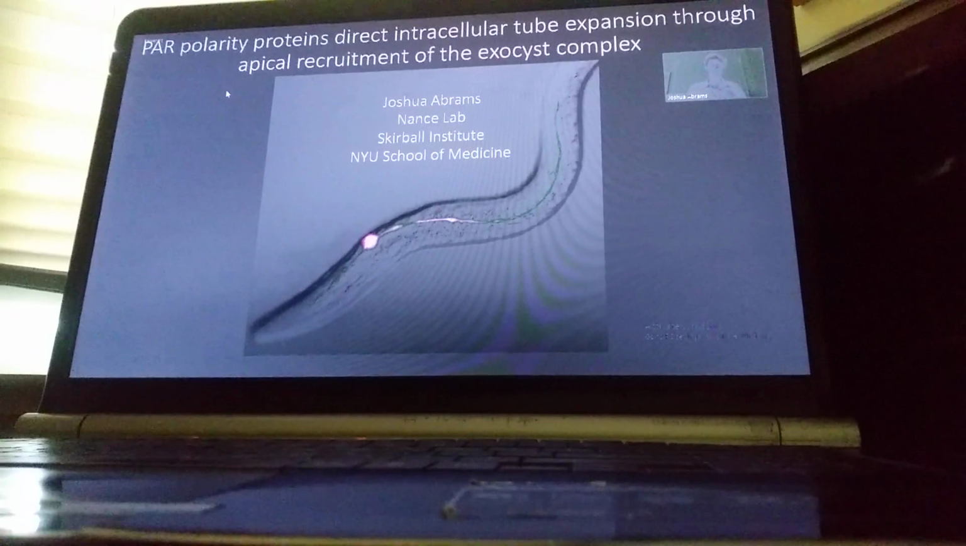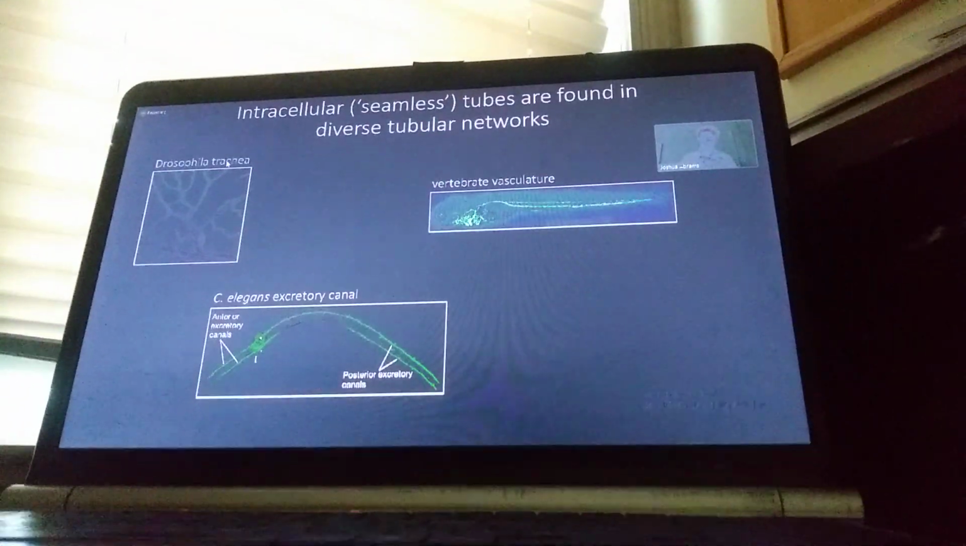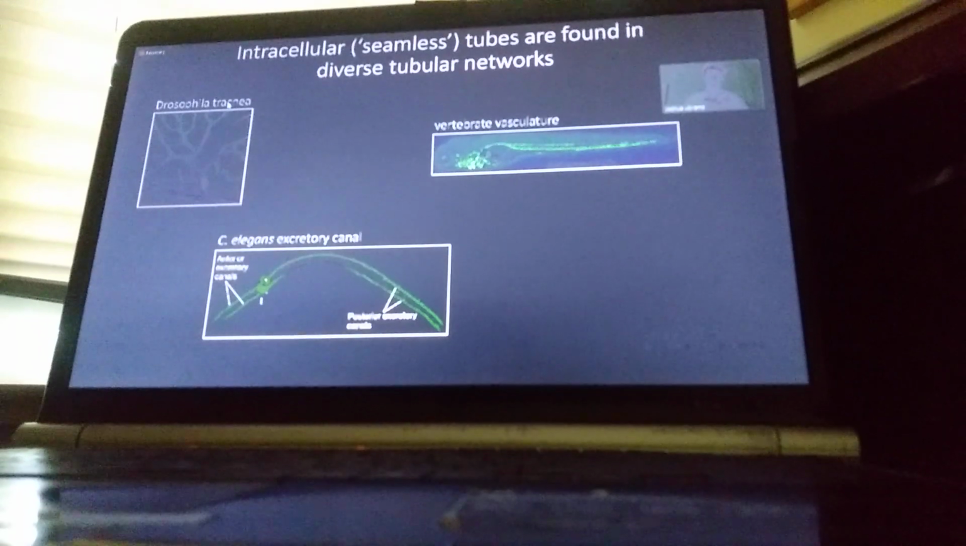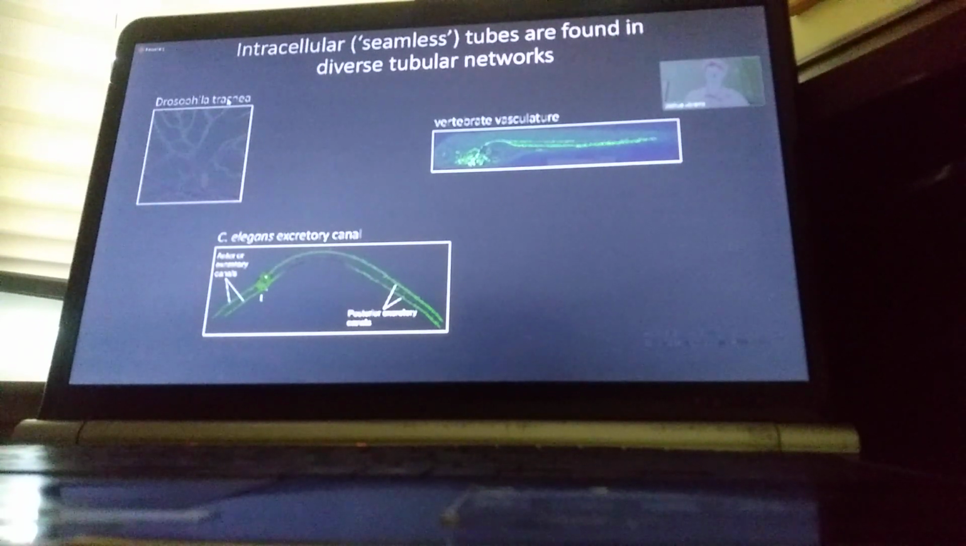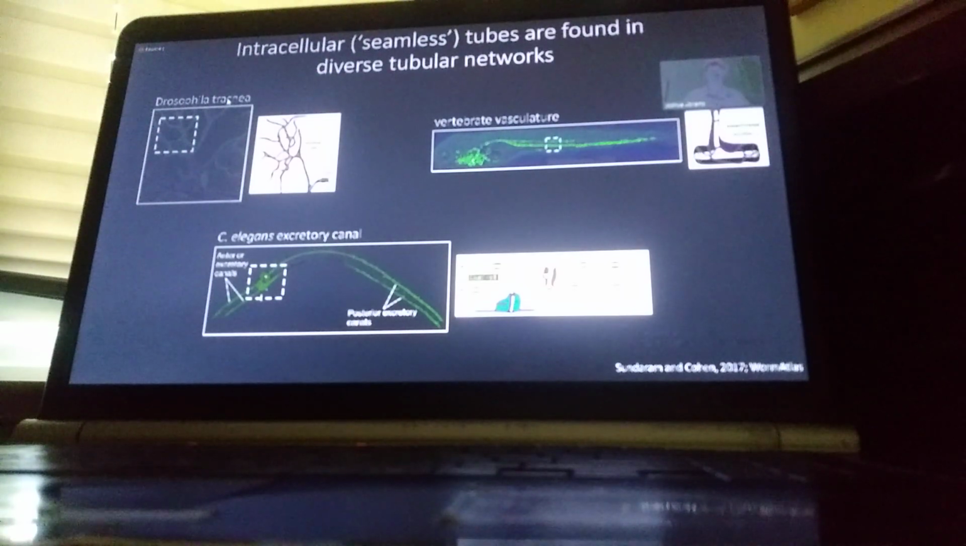So, in our lab, a fascinating type of tube that we look at are single-celled seamless tubes. These are actually the smallest types of tubes that have been described, and they get their name because they form intercellularly and they lack any observable junctions. They can be found in the example shown here, the fly tracheal system, where terminal cells form seamless tubes, along with the vertebrate vasculature, as shown here in intersegmental vessels in zebrafish.